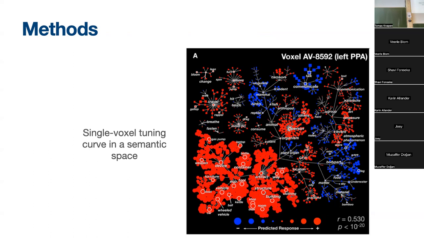This also tells us that even though this voxel is in the parahippocampal place area, it doesn't just like places, right? It doesn't just like buildings. It likes many different things that happen when you're near a building, sort of thing. Right, so this is a way of visualizing a receptive field now. It's gorgeous, right? Instead of having a receptive field in visual space, now we have it in a semantic space. It's just that we have more leeway in how to do this.